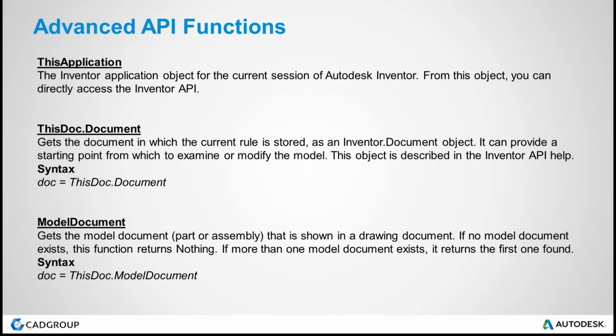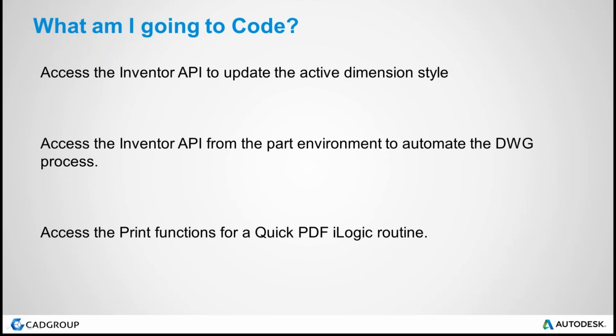But when we jump into Inventor, I'll go into the VBA editor and I'll show you the .SaveAs element of the .Document feature, and I'll show you how you find out that information. Okay, so what am I going to be doing today?